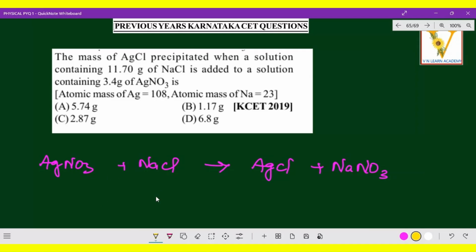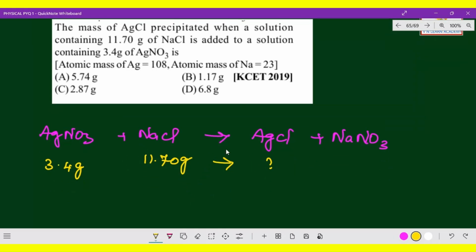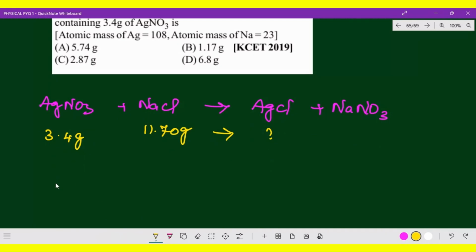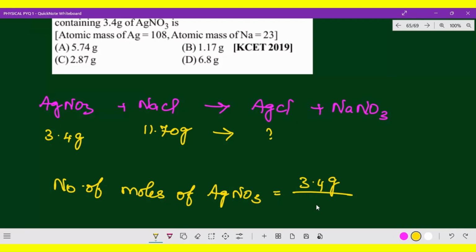Now in that, here sodium chloride 11.70 gram is added to the solution containing 3.4 gram silver nitrate. So what is the mass of silver chloride? That is the question. So let us identify the number of moles. Given mass they have given, no? So number of moles, how to identify? So number of moles of AgNO3, silver nitrate: given mass 3.4 divided by molecular mass. Here AgNO3 is 108 plus 14 plus 16 into 3. Here 16 into 3 is 48, right?